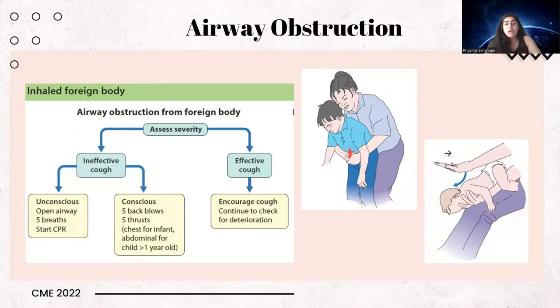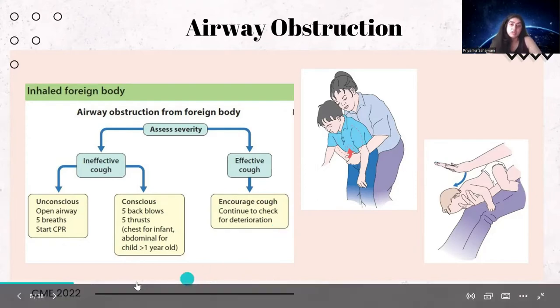And if you do have a foreign body obstruction, you assess the severity. So if you have an effective cough, we will encourage them to cough it out. But if it is ineffective and they are unconscious, take it as any unconscious patient and start giving 5 breaths and CPR. But if they are still conscious, you can try the back blow method or the 5 thrust method in the abdomen, chest in infants, and abdominal for children more than 1 year old.